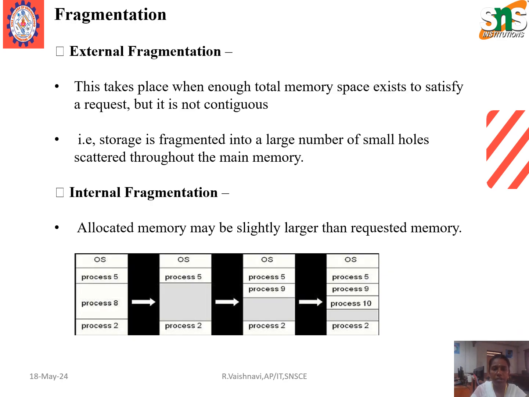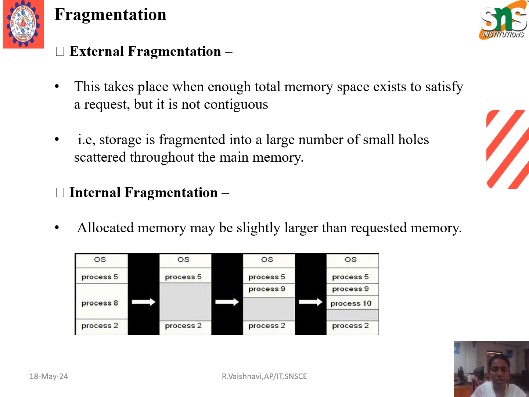Next one is fragmentation. In fragmentation, we have two types. First one, external fragmentation, and another one is internal fragmentation. Now we are going to see about external fragmentation. This takes place when enough total memory space exists to satisfy the request, but it is not contiguous. Next, storage is fragmented into a large number of small holes scattered throughout the main memory.